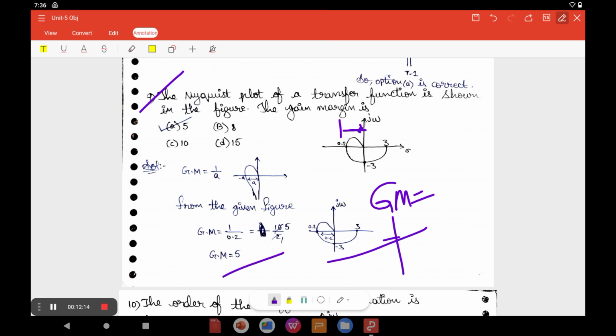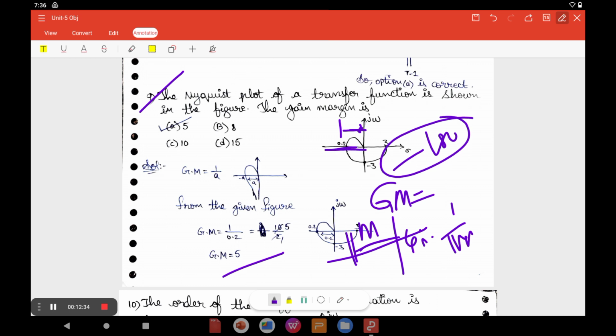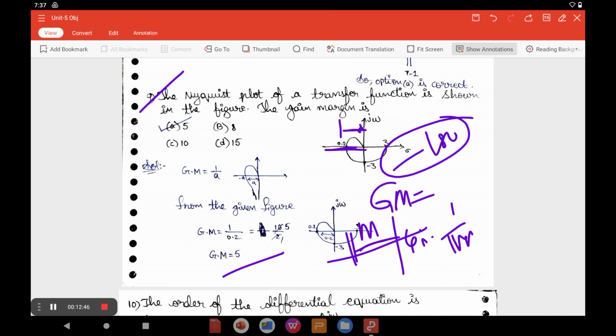So this is the distance from 0, which is generally called the magnitude. Therefore gain margin is equal to 1 by modulus of magnitude. That gives us the gain margin. This gain margin is calculated at the phase crossover frequency. Phase crossover frequency means the frequency at which the phase is 180 degrees. Therefore gain margin is calculated in this direction only. Gain margin relates to phase crossover frequency, and phase margin relates to gain crossover frequency. That is very important, guys. Those are the frequency domain characteristics.